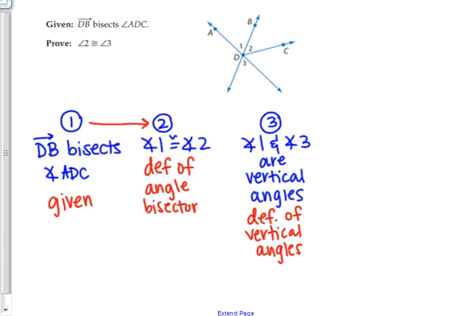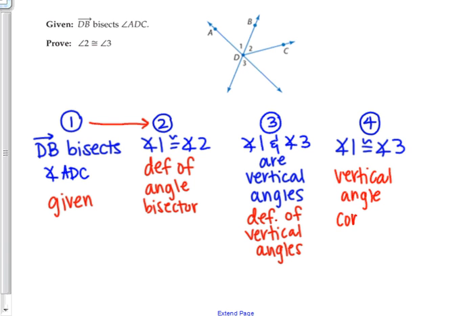All right, my step 4, since I know that 1 and 3 are vertical angles, I can say that 1 and 3 are congruent. Angles 1 and 3 are congruent. And I know that just because of what I know about vertical angles, but it actually comes from the vertical angle congruency theorem. That's what I'm going to put. The vertical angle congruency theorem. All right, and whoops. I know that 4 came from step 3.